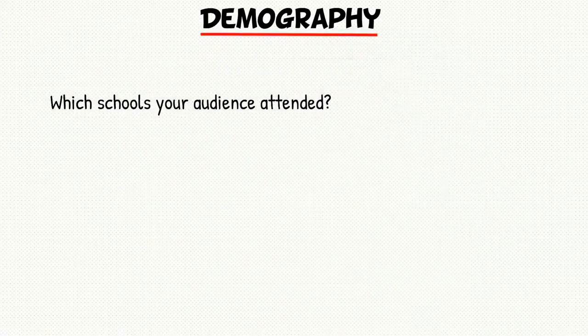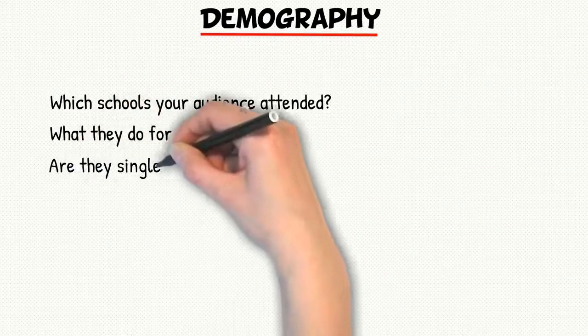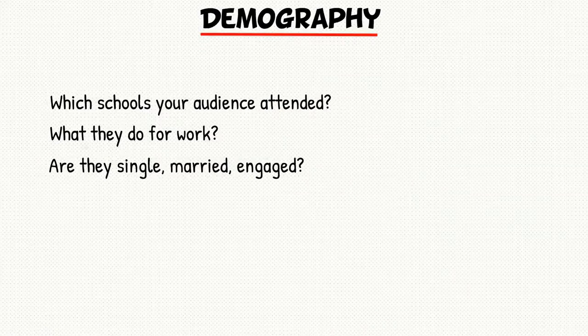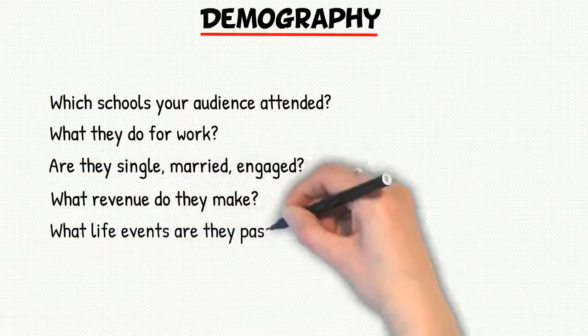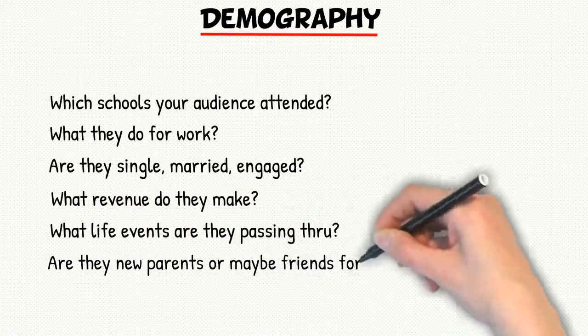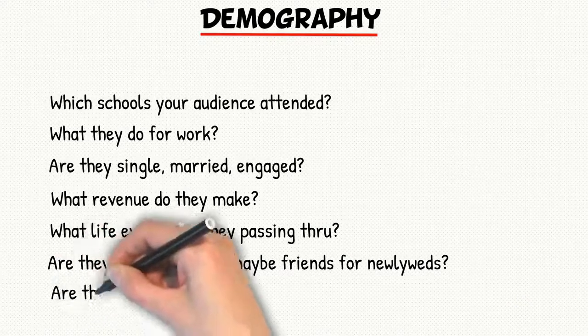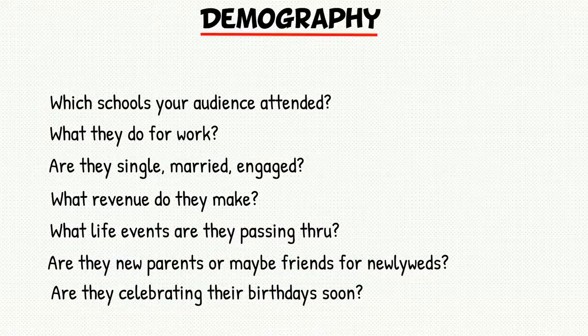Demography. In this section, you tell Facebook which schools your audience attend, what they do for work, are they single, married, or engaged, what revenue do they make, what life events are they passing through, are they new parents or maybe friends of newlyweds, or maybe are they celebrating their birthdays soon.